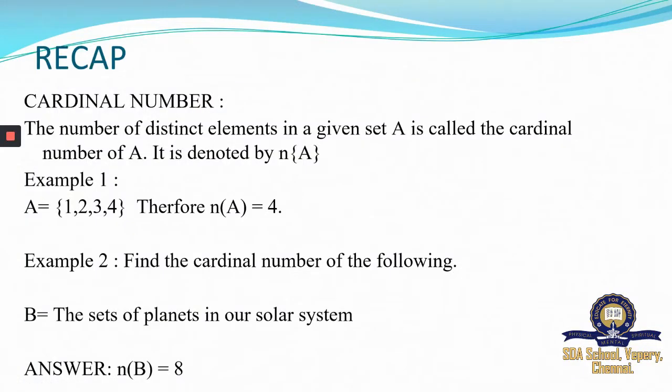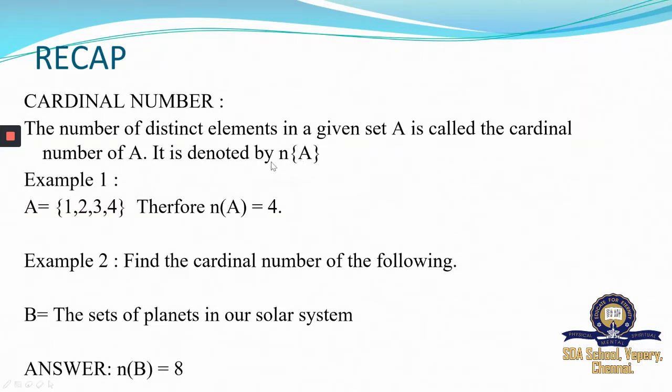Let's do a quick recap about cardinal numbers. So, what is a cardinal number? A cardinal number is the number of distinct elements in a given set A, right? It is denoted by the symbol n(A).